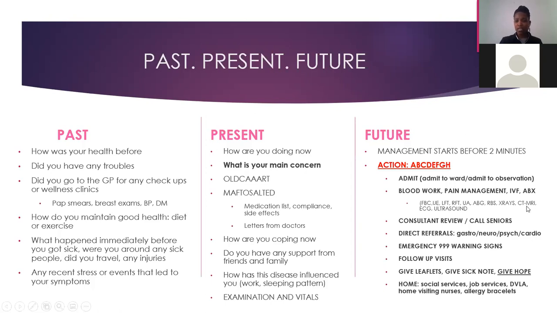We also can order MRIs, ECGs, ultrasounds. If you're really concerned about your management, get review from a consultant or a senior. You want to refer people who are outside our scope of practice, so GI, neuro, cardio, and then you can say what they might do. Neuro may consider a surgical intervention. GI may consider colonoscopy. Psych may do some talking therapy and give you some antidepressants.